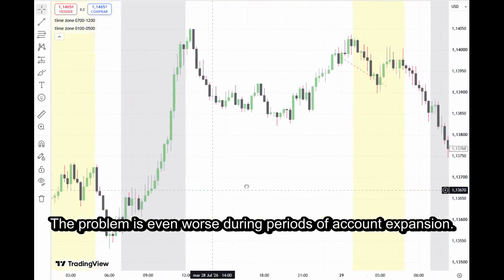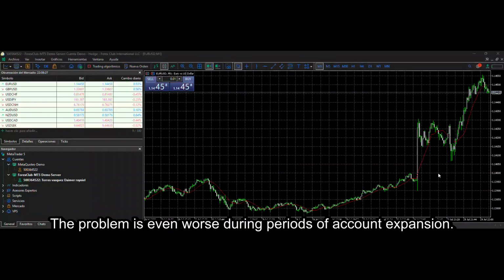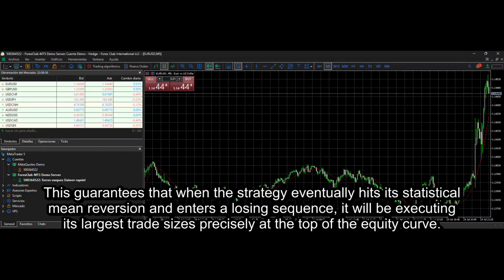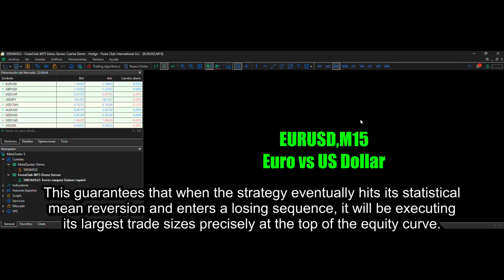The problem is even worse during periods of account expansion. During a strong winning streak, naive percentage risk increases your lot sizes right at the peak of account performance. This guarantees that when the strategy eventually hits its statistical mean reversion and enters a losing sequence, it will be executing its largest trade sizes precisely at the top of the equity curve.